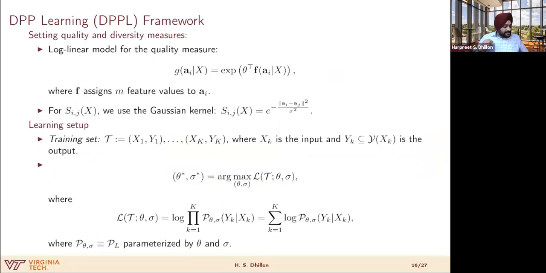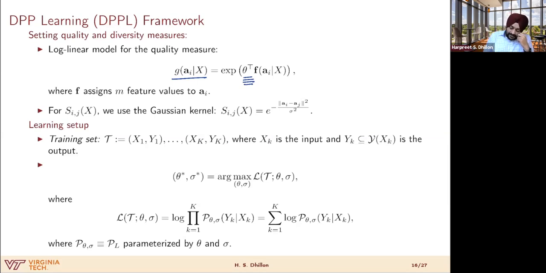Now, how does the learning part work? What exactly are we trying to learn here? We are going to set up a learning framework, which we call the DPP learning framework, or DPPL. Here we have to come up with models for the quality score and the similarity. We are modeling the quality using a log linear model. So G of Ai, as I said, is conditioned on the input, so that input will always remain. It is parameterized by these parameters theta, which could of course be a vector as well.